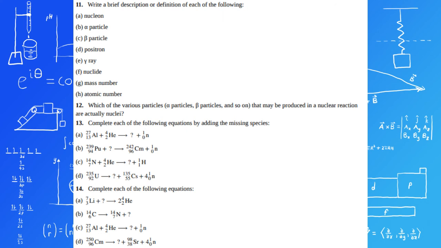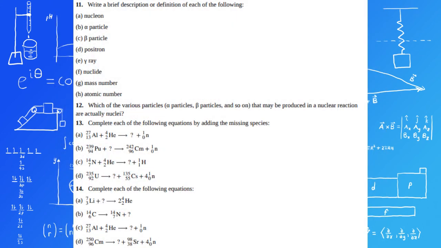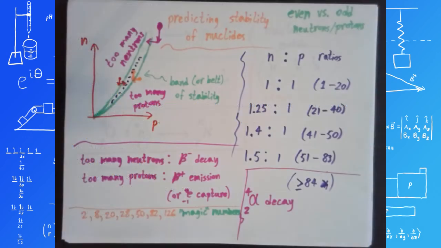13. Complete each of the following equations by adding the missing species. You've seen enough examples at this point that you should know how to do this. Make the numbers in the bottoms add up on both sides. Make the numbers in the tops add up on both sides. Let's just do one example here. Actually, let's do the fourth one, part D, because that one can throw some people off, so let's make sure we know how to do that.